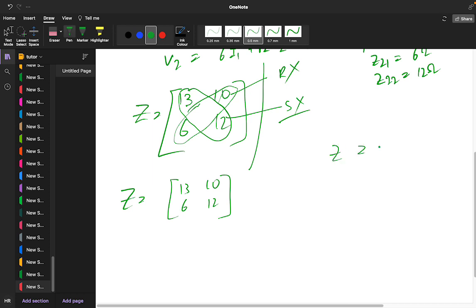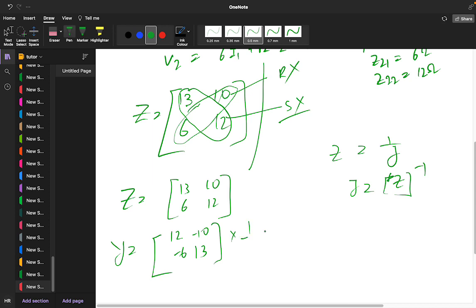Z is nothing but 1 by Y. So Y is Z inverse. Find the inverse matrix, you will get the Y parameter. If you find the inverse matrix, it will come 12, 13, minus 10, minus 6, divided by the determinant. Tell me the determinant: 13 into 12 minus 60. 96 we are getting.